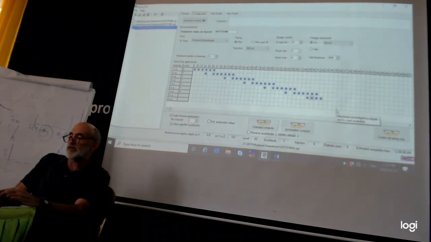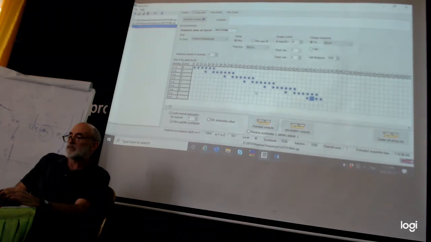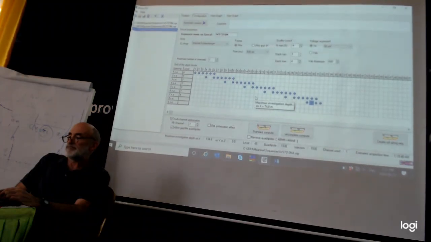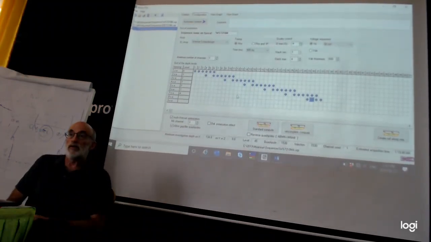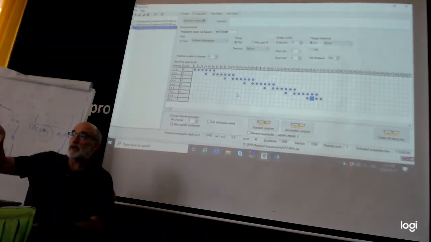a Wenner-Schlumberger array. So it's saved in another file.